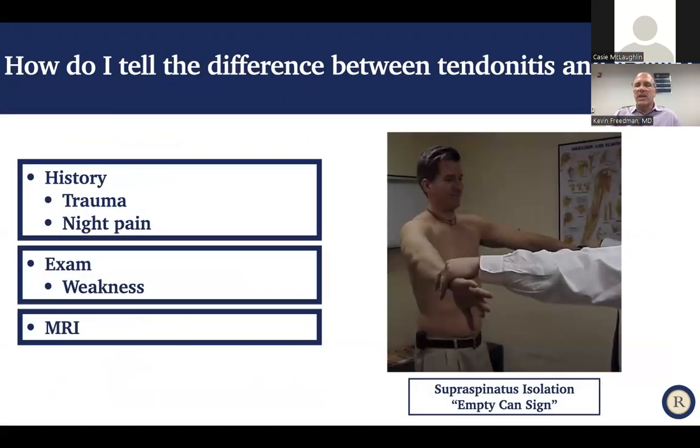So how do I tell the difference when I see somebody with tendonitis or a tear? Sometimes it can be hard, quite honestly, but I look at their history. Did they have a traumatic injury, which makes me more suspicious of a tear? Do they have that night pain, that pain that wakes them up from sleep? That's very common with a tear, more so than tendonitis. Again, I examine them, and if they have weakness, I'm way more suspicious that they may have a tear. And then, of course, there's an MRI, which can help us to really look at that tendon to see if it's torn off of the bone.